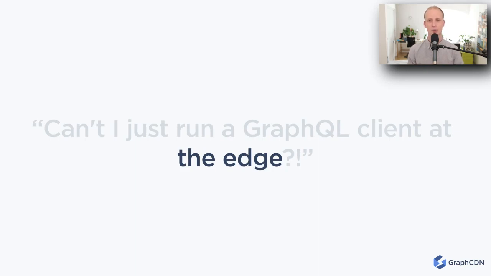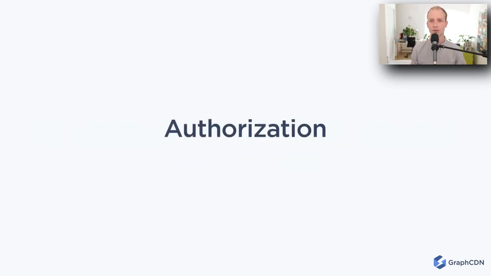Because as it turns out, GraphQL clients are designed with very specific constraints that differ ever so slightly from the constraints we would have to work with at the edge. One of the main ones that we have to deal with if we were to deploy caching logic to the edge is authorization. Because, of course, if a GraphQL client runs in the browser, it knows that if something is in the cache, whoever's requesting this again can access it because it's the same person, right?